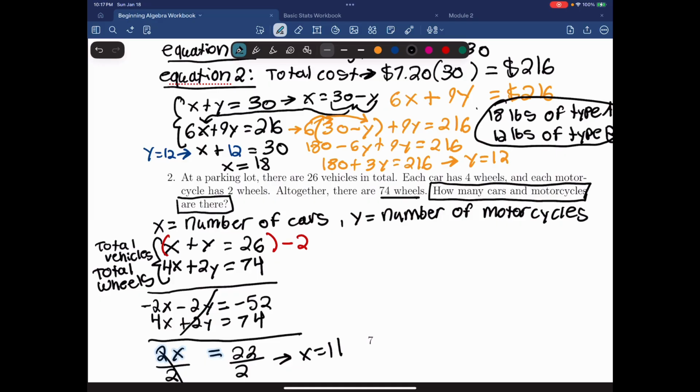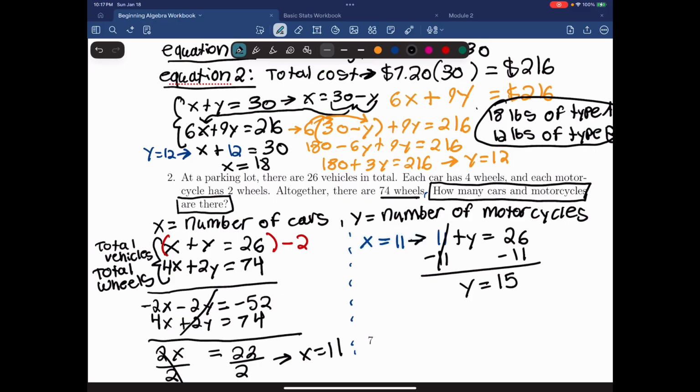And now that we know what our x value is, let's go ahead and plug in x to solve for y. So I'm going to do that up here. When x is equal to 11, we're going to plug that in to x plus y equals 26. So we have x, which is 11. And then we're going to add y and set that equal to 26. And now let's subtract 11 on both sides to solve for y. And we get y equals 15.